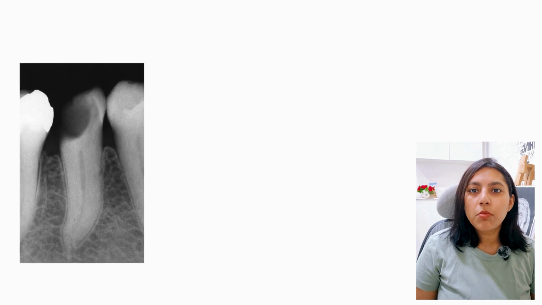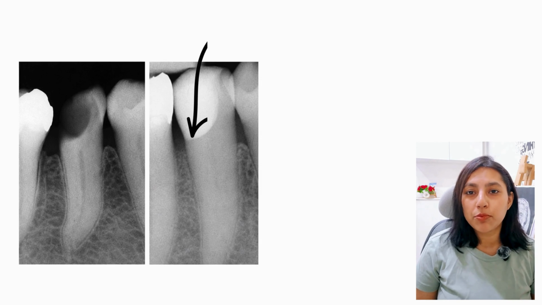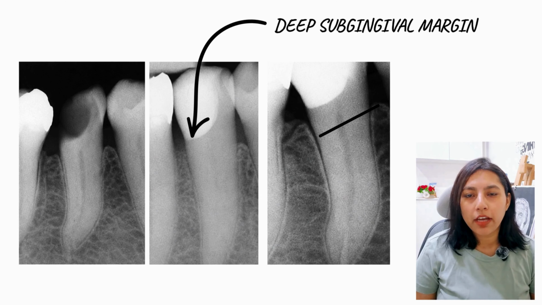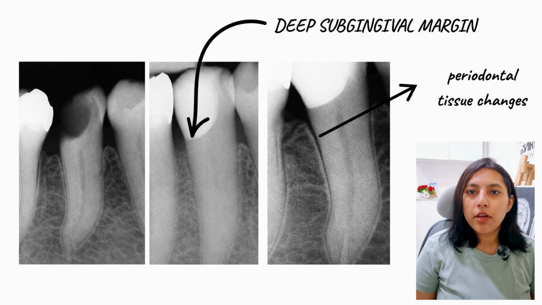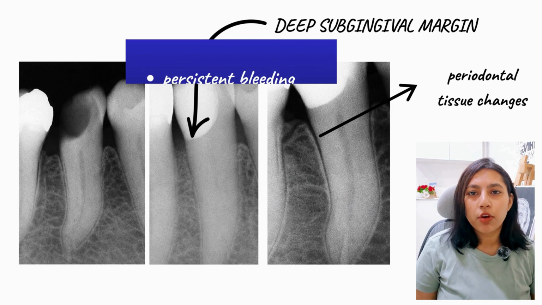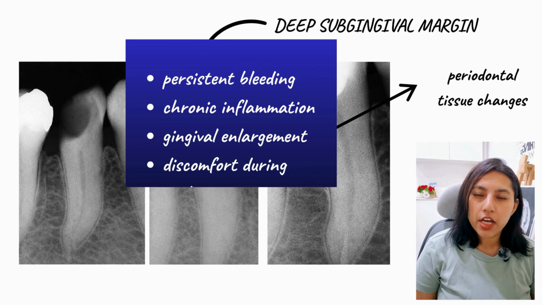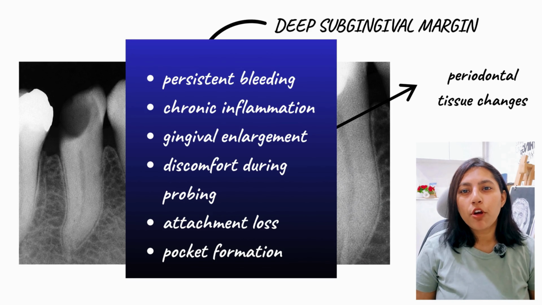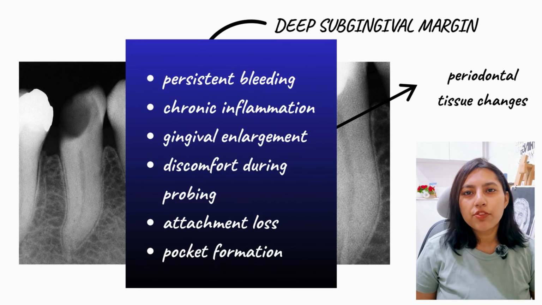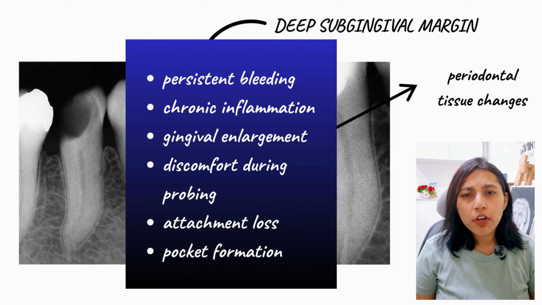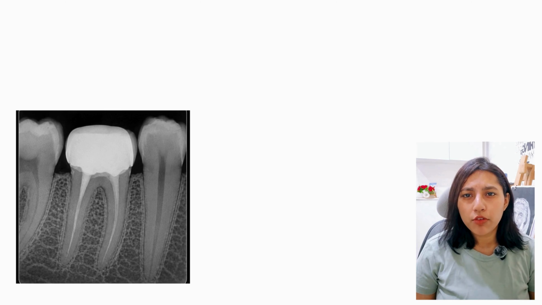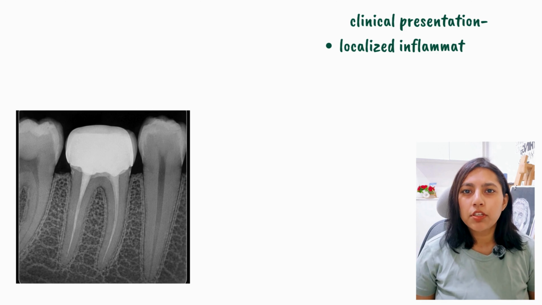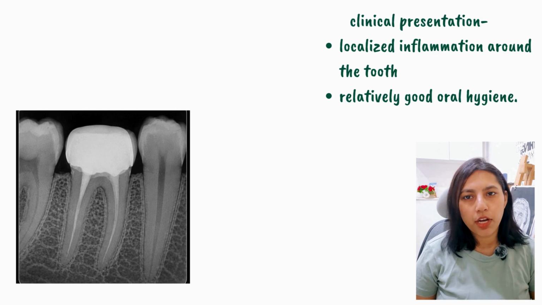Now, clinically, the body tries to maintain these dimensions very strictly. So, when restoration margins are placed too deep subgingivally and violate this attachment, the tissue reacts. Patients may develop persistent bleeding, chronic inflammation, gingival enlargement, discomfort during probing, attachment loss, or pocket formation around an otherwise well-restored tooth. For example, a patient may receive a crown restoration and later develop localized inflammation around that tooth despite maintaining relatively good oral hygiene.